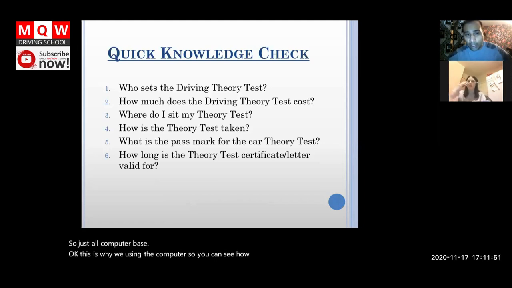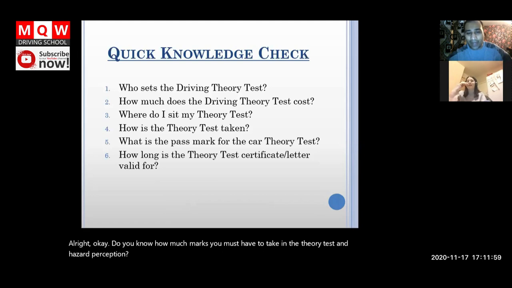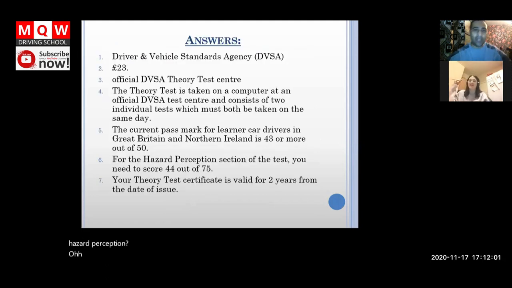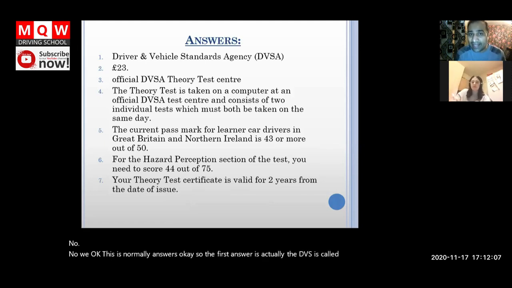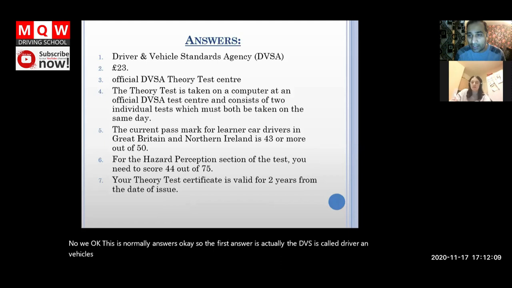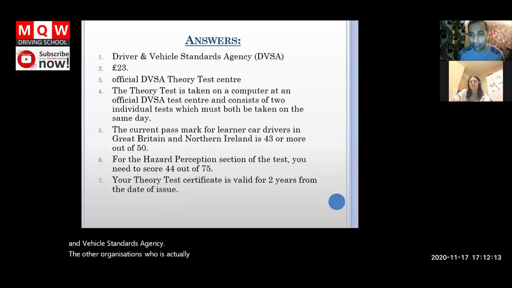Do you know how many marks you must have to pass the theory test and the hazard perception? Oh, no way. Okay. This is normally your answers. So the first answer is actually the DVSA. It's called Driver and Vehicle Standards Agency. They are the organization who is actually taking this test from you. And this is the same DVSA who is going to take your practical test.